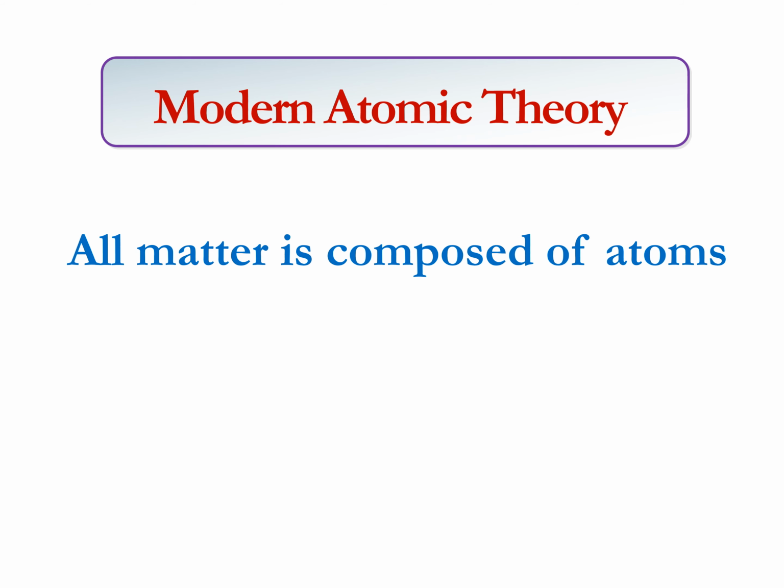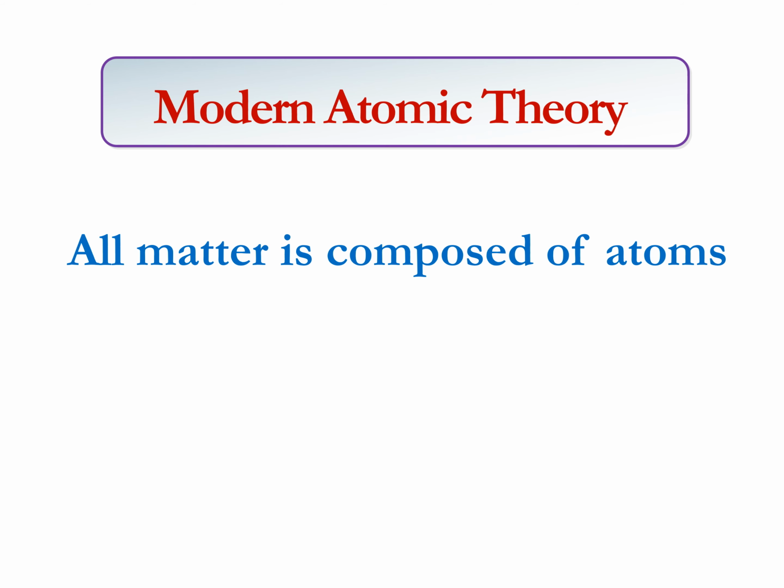Chemistry is based on the modern atomic theory, and this modern atomic theory states that all matter is composed of atoms. So any matter at all is made up of atoms. This is what modern atomic theory is all about. And these atoms themselves are made up of protons, neutrons, and electrons. So all atoms are composed of protons, neutrons, and electrons.